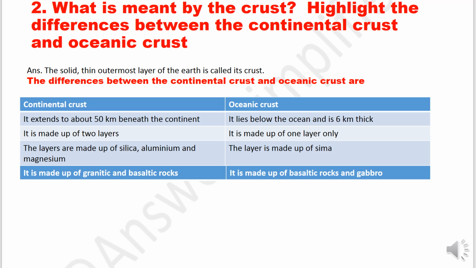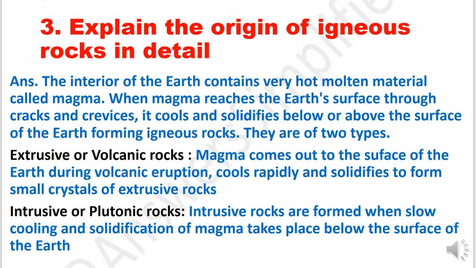Oceanic crust. It lies below the ocean and is 6 km thick. It is made up of one layer only. The layer is made up of sima. It is made up of basaltic rocks and gabbro. Third question. Explain the origin of igneous rocks in detail.